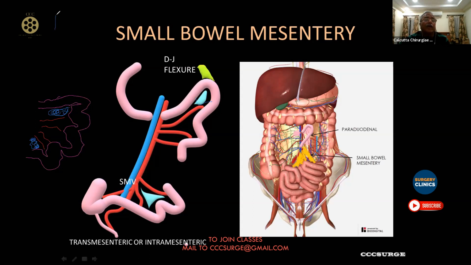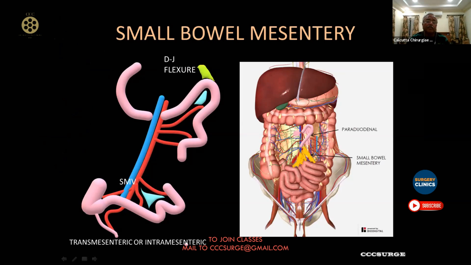So it could be a gap in two layers of peritoneum, either one or both. If it's one, you call it intramesenteric. If it's two layers that have a gap, it's called intermesenteric. Okay, so intramesenteric and intermesenteric.